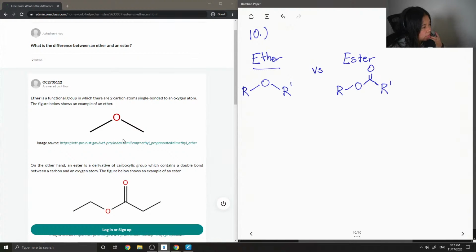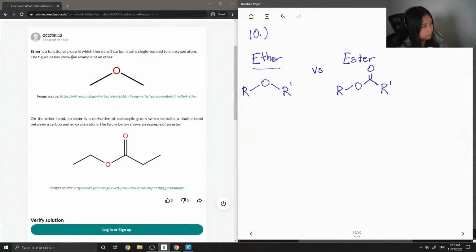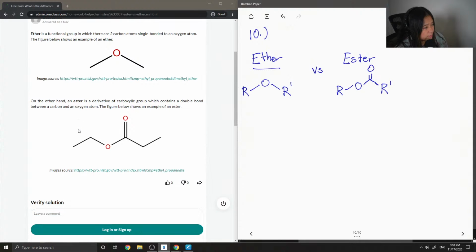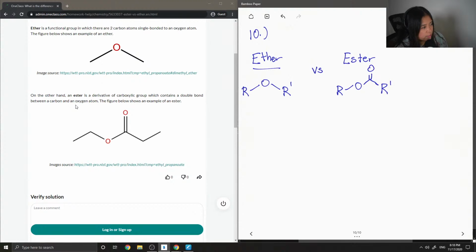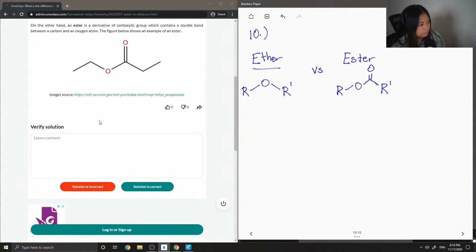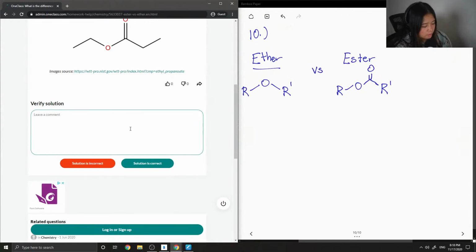So the junior tutor said, ether is a functional group in which there are two carbon atoms single bonded to an oxygen atom. The figure below shows an example of an ether. On the other hand, an ester is a derivative of carboxylic group which contains a double bond between a carbon and oxygen atom. The figure below shows an example of an ester. Yep, so this solution is correct. I'll just also add that it can be any carbon R group.